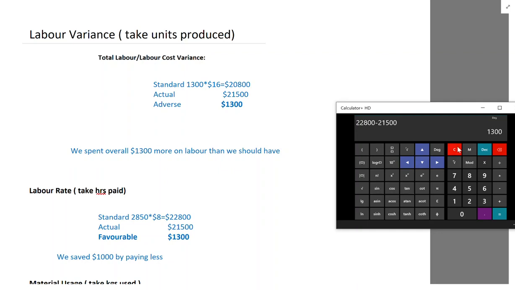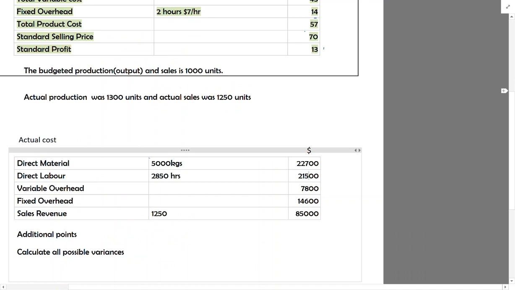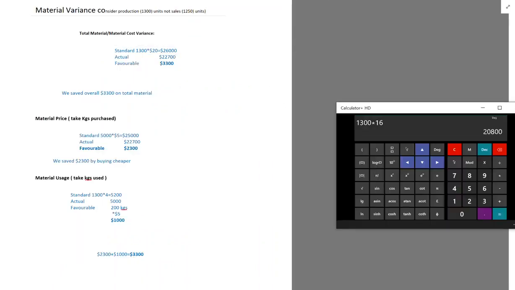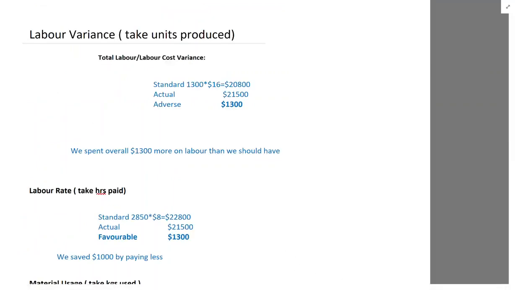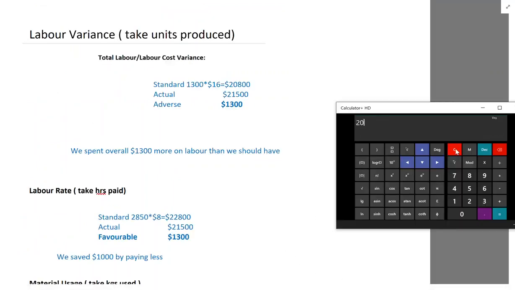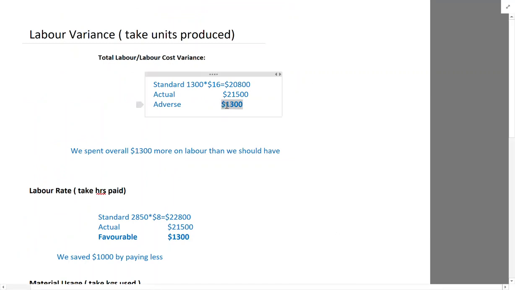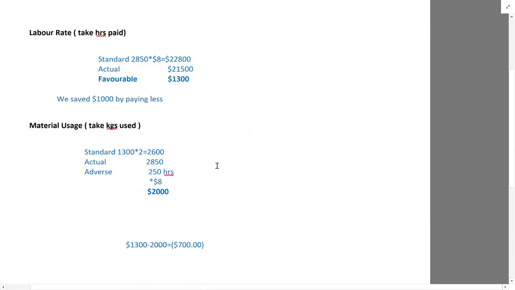Let's see. 1300 multiplied by 16. 20,800. Actual is 21,500. Gives 700. I think we should use calculator. Okay? Use it, there is no problem. So we have 700 adverse.